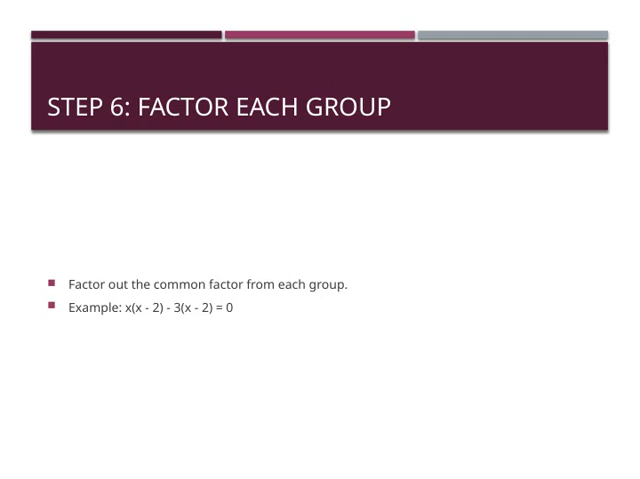All right, now we're at step 6, factor each group. This is where the real magic happens in factoring quadratics. The key idea here is to look at the expression and identify common factors within each group of terms. Once you find those common factors, you can factor them out, which simplifies the expression significantly.